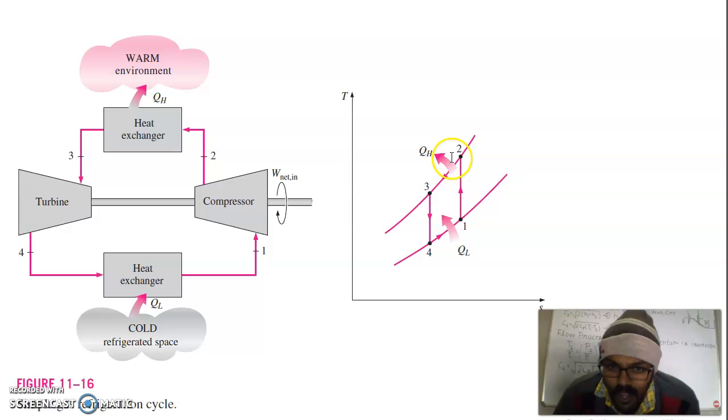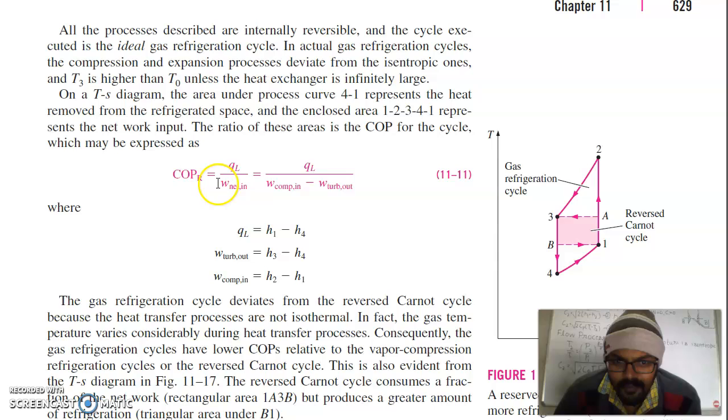From 1 to 2 is your compression, from 2 to 3 is your heat dumped into the environment, and 3 to 4 is your turbine expansion, and 4 to 1 is your heat taken from the cold storage. Coefficient of performance of your gas refrigeration cycle is QL, heat removed from the cooled space or space to be cooled, divided by net work.